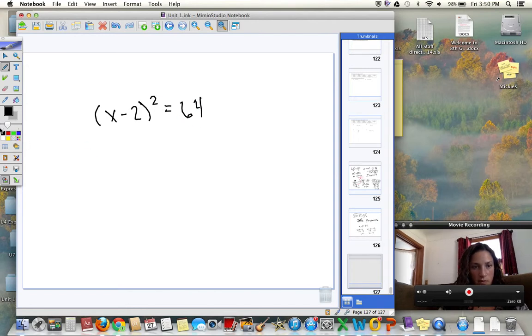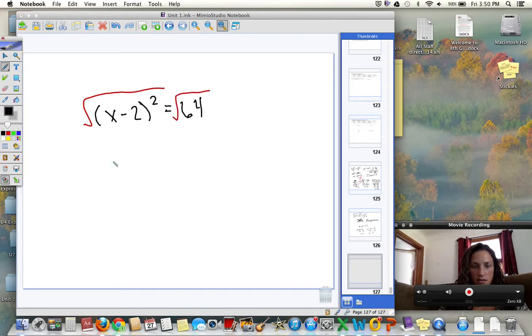So the first thing I'm going to do, and I'll do it in a different color so you can see the original problem. I see a square. I don't want to FOIL because it's set equal to something. Squaring does not mean x squared minus 4. That's not how we do this. You would have to FOIL, but I don't want to FOIL because that's going to give me an x squared and an x term, and I just want x. So I'm going to take the square root of both sides.